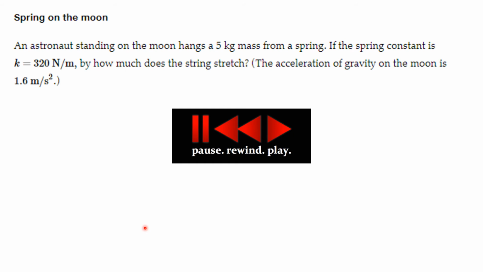Here's another problem to test your understanding. This problem is called Spring on the Moon. An astronaut standing on the moon hangs a 5-kilogram mass from a spring. If the spring constant is 320 newtons per meter, how much does the spring stretch? That says string, that's supposed to say spring. The acceleration of gravity on the moon, by the way, is not the same as on the Earth. It's about 1/6, or in fact, they're telling us here to use the number 1.6 meters per second squared as the acceleration of gravity on the moon.